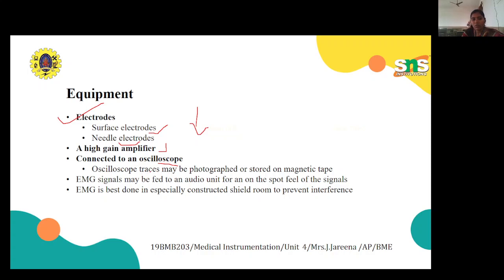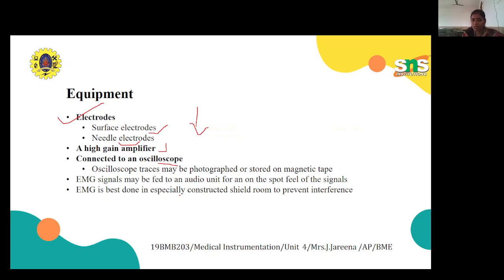For displaying it, we have the option of using an oscilloscope, or we can use a PC or any other display. In other cases, if you want to record, we can store it in some type of magnetic tape recorder or any such device. So these are the things mainly needed when we are designing EMG machines.